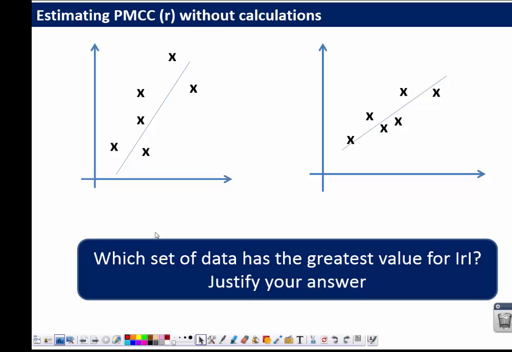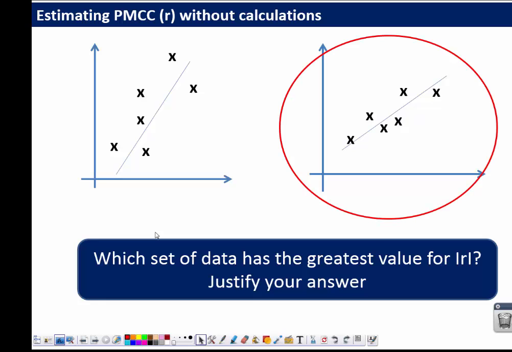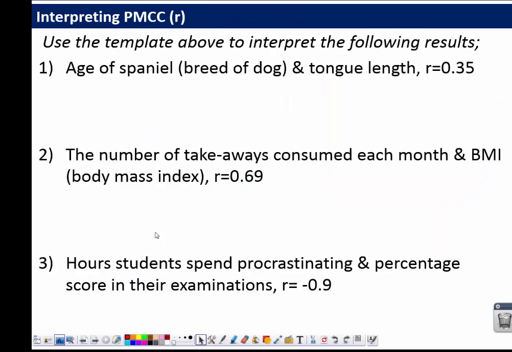But the graph on the left-hand side has a steeper gradient. Yeah, but the only thing that gradient tells us is if the correlation, or if R, is positive or negative. In this case, both graphs have a positive correlation. After that, the gradient doesn't tell us anything. PMCC is all about how close the points are to a line of best fit. So clearly, the graph on the right has points closer to the line of best fit. So the graph on the right-hand side has the greatest value for the magnitude of R.